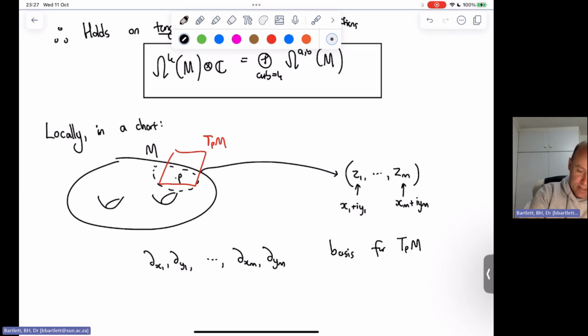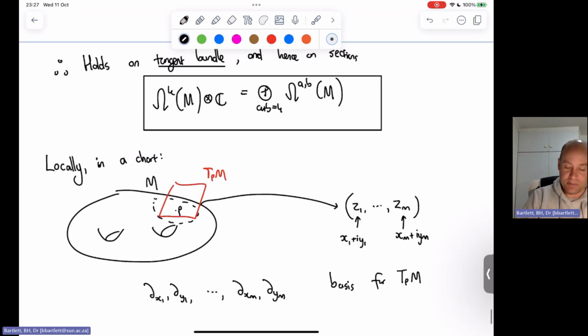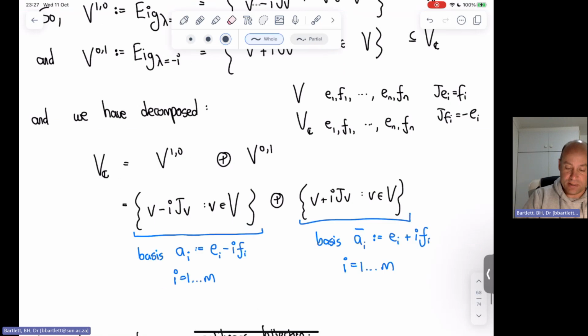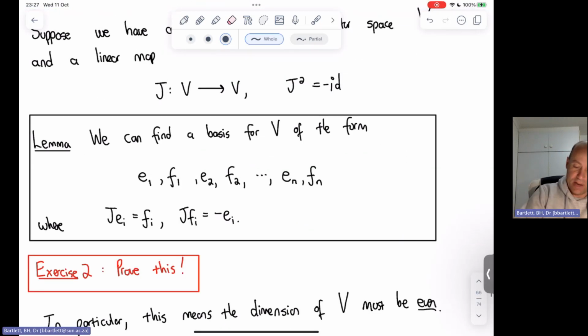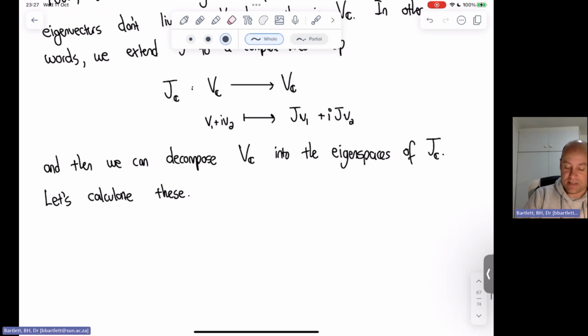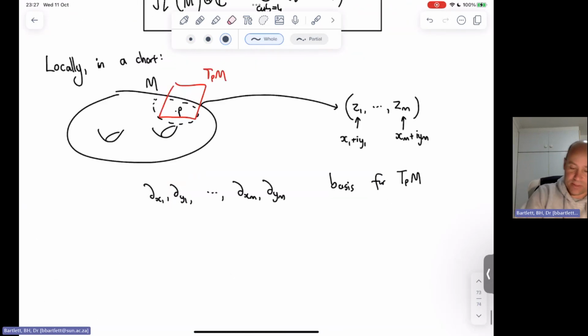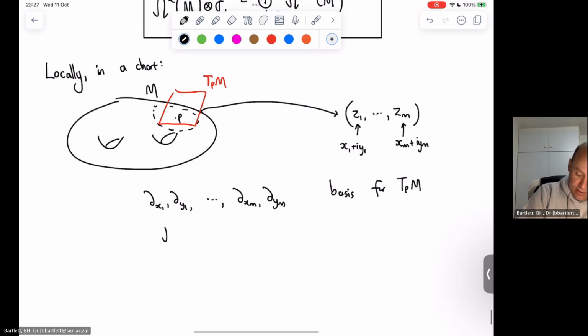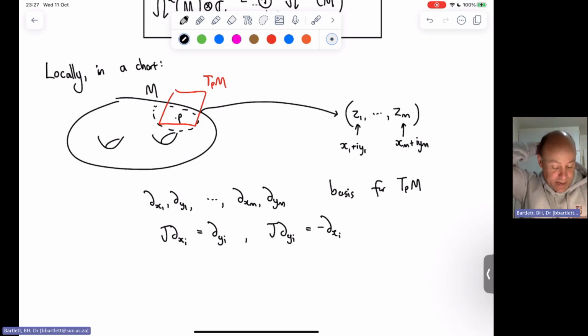And notice that this basis is exactly of the form that I was speaking about earlier, where if I apply J to this vector, then I get this vector, and if I apply J to this vector, I get minus this vector. Right, let's have a look at that. Because J on del xi is del yi, and J on del yi is minus del xi. Okay, so all good.